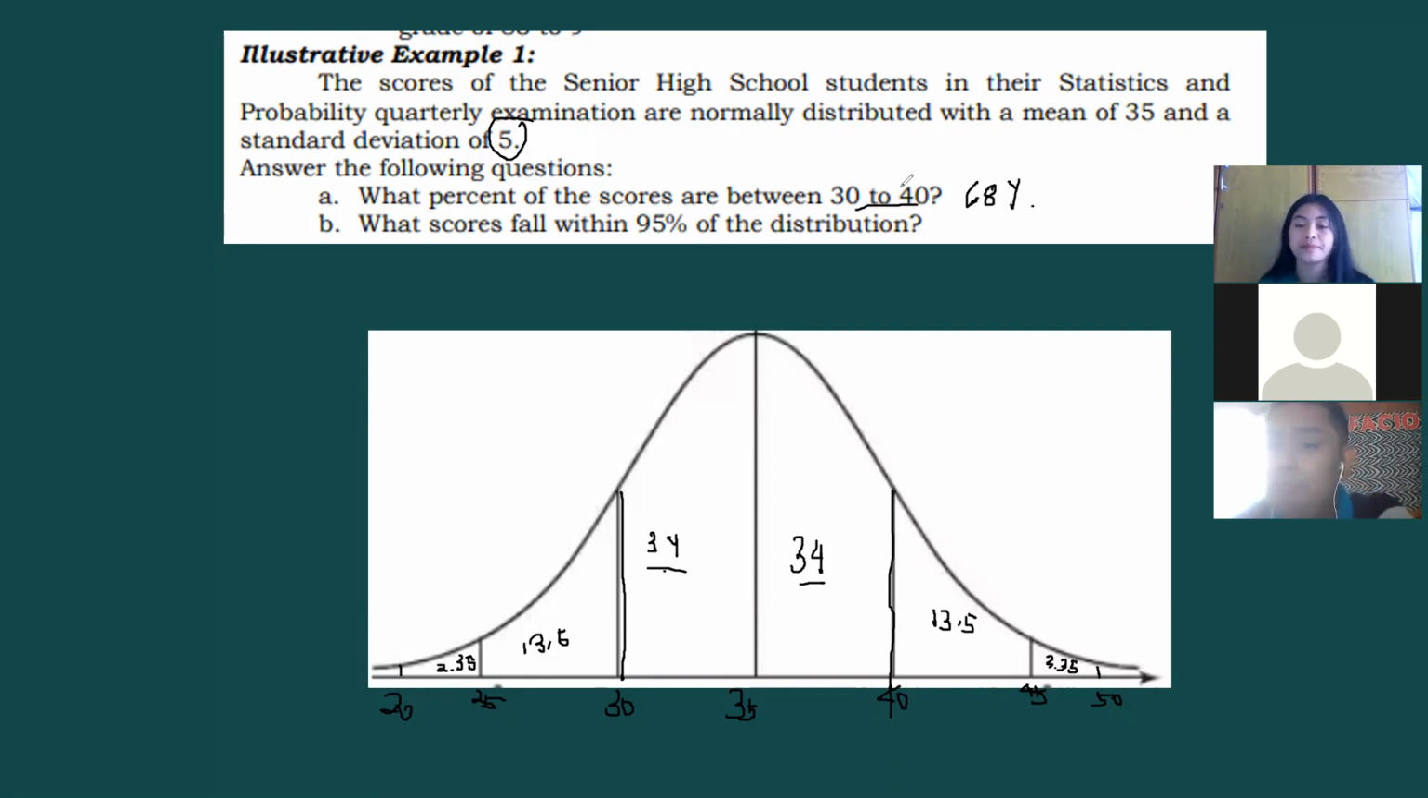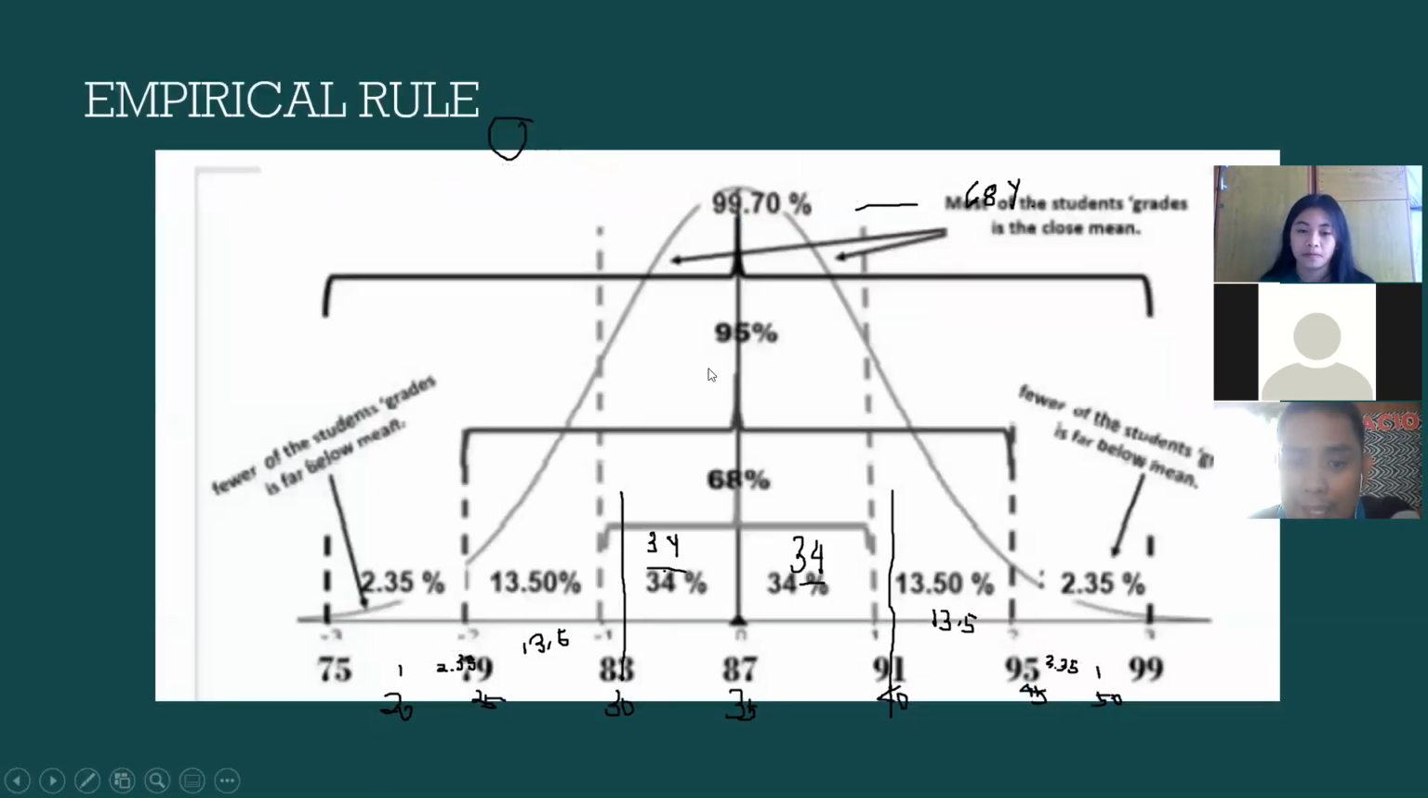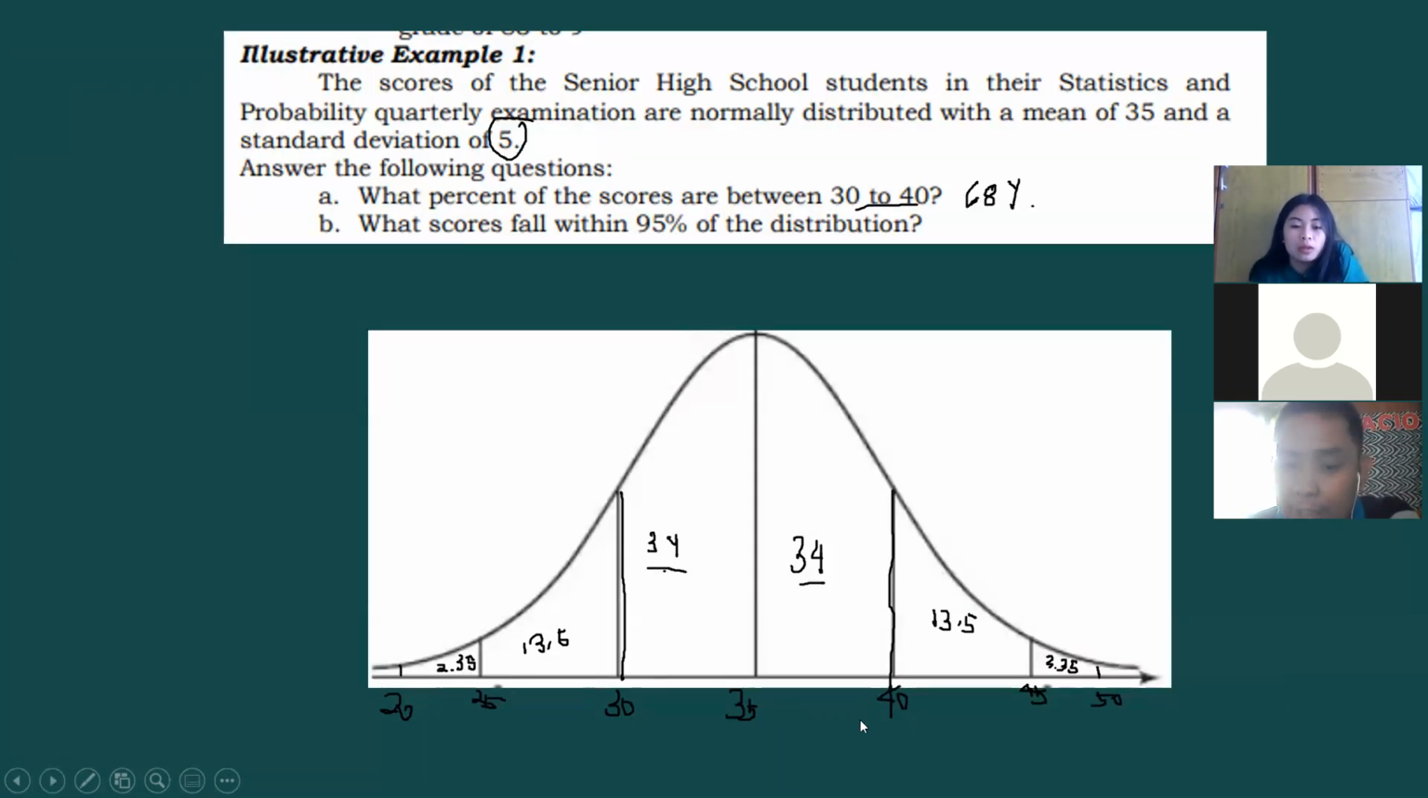Clear po? Next, what scores fall within the 95% distribution? Ano yung 95%? Balikan natin kanina yung 95%. Ang 95% ay from -2 to +2. Ano yung -2 to +2? So this is 25 to 45. So the correct answer is 25 to 45.